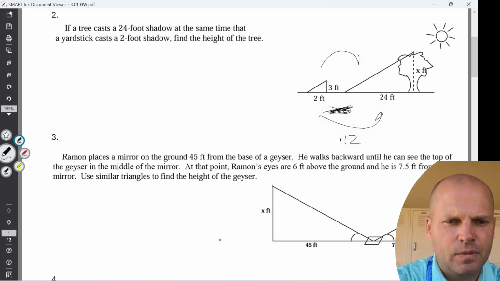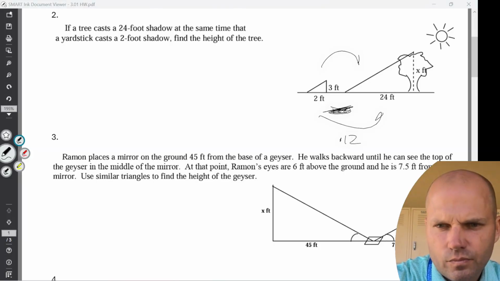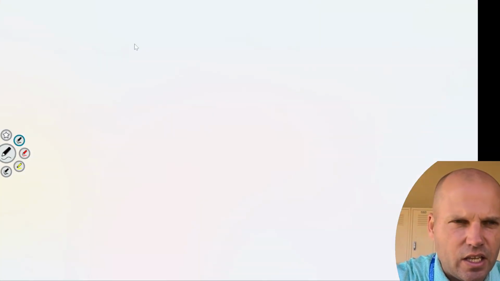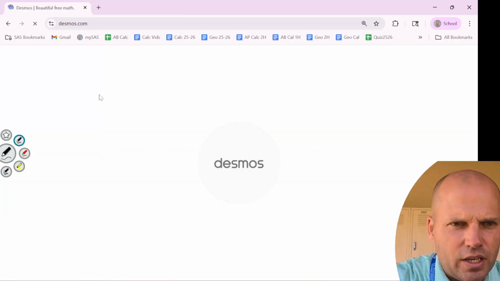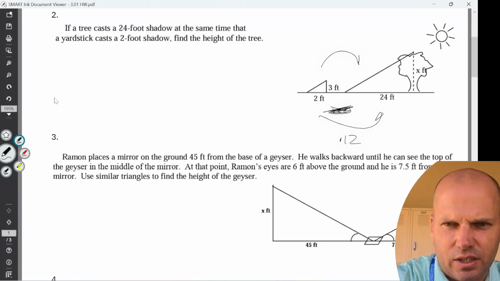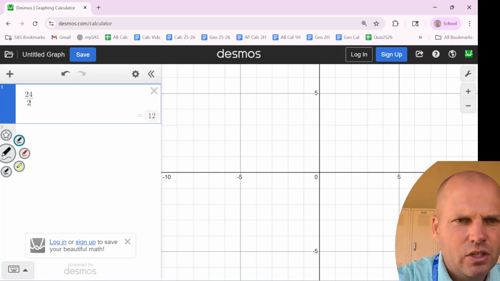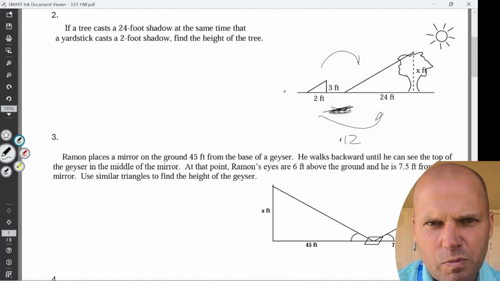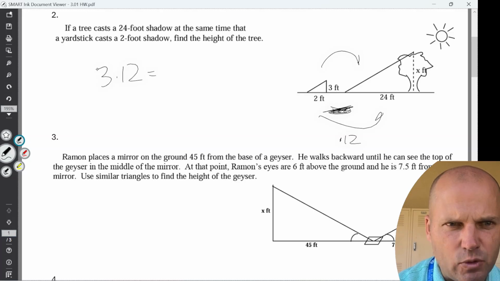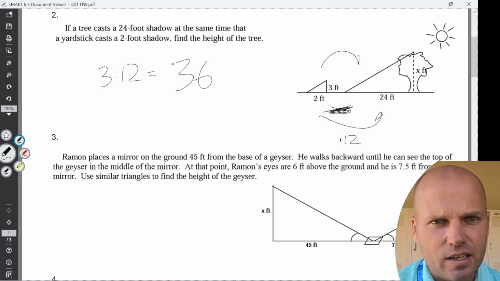Now, how do you get that? You should probably have a calculator ready. If you have Desmos, it's always helpful. You can divide to figure out how many times the size something is compared to something else. So 24 divided by 2 is times 12, which means all I have to do is 3 times 12, and I get 36.